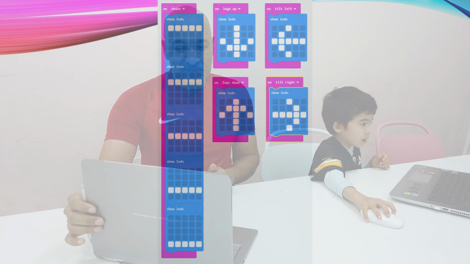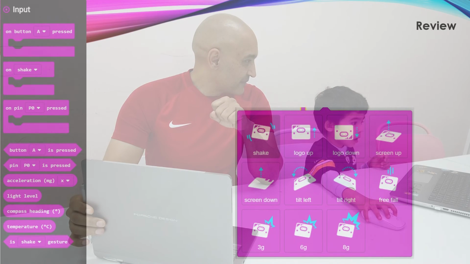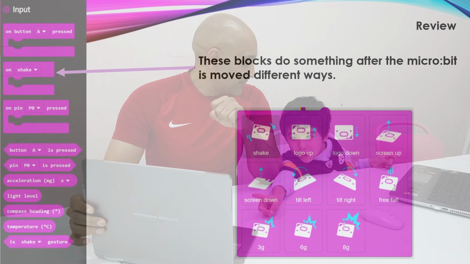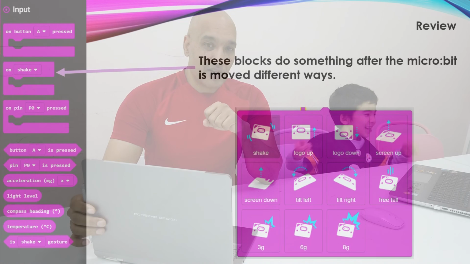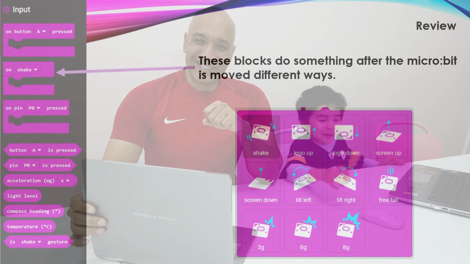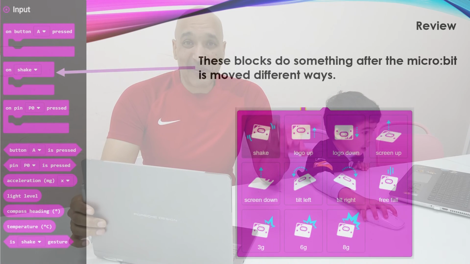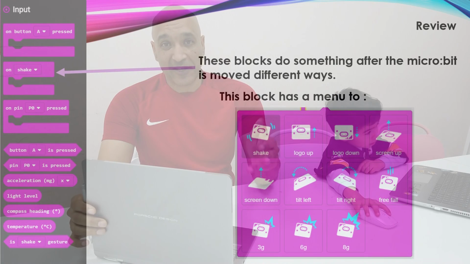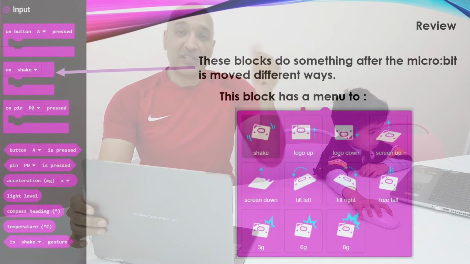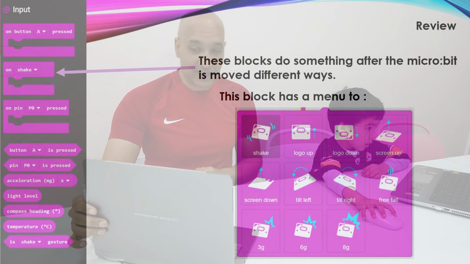All right, Kyle. So today we talked about what blocks? We talked about the Shake block, okay. Shake. Shake. And the shake block has a sub menu that allows you to pick logo up, logo down, screen up, screen down, tilt left, tilt right, free fall, 3G, 6G, and 8G.